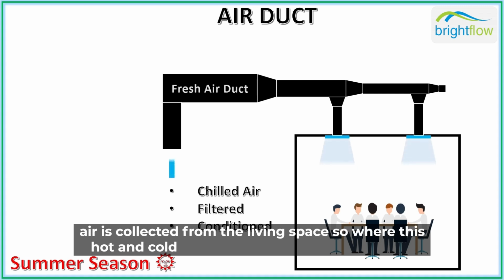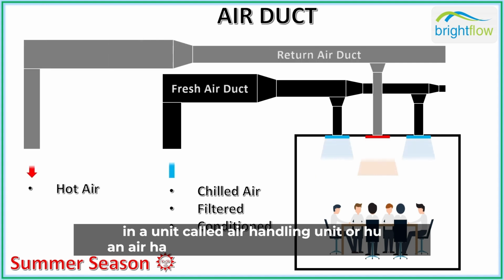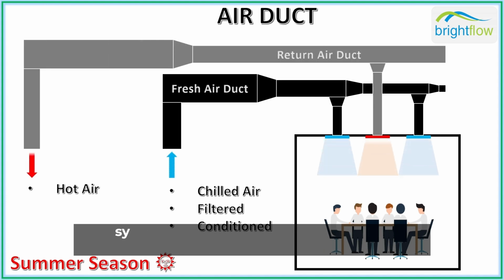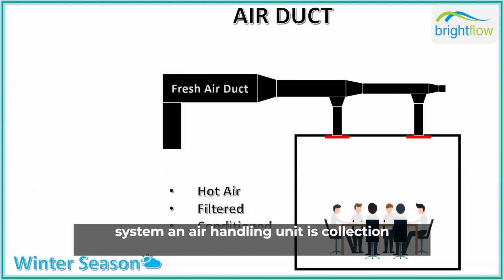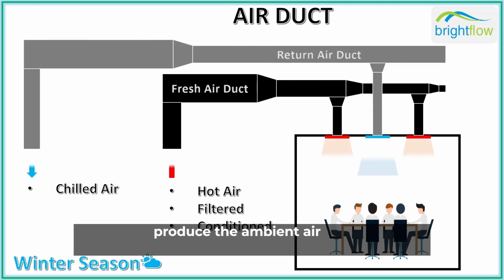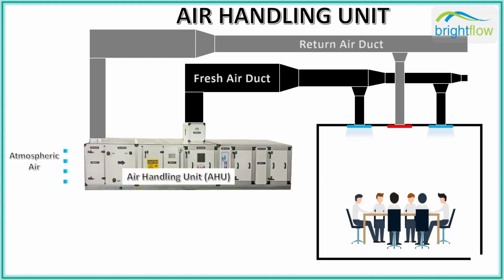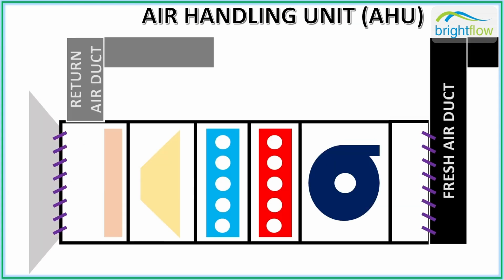So where is this hot and cold air produced? It is produced in a unit called the air handling unit, or AHU, which is the heart of an HVAC system. An air handling unit is a collection of several components working together to produce the ambient air. Air dampers are the parts that control or limit the airflow and are located at both the entry and exit of air into the AHU.